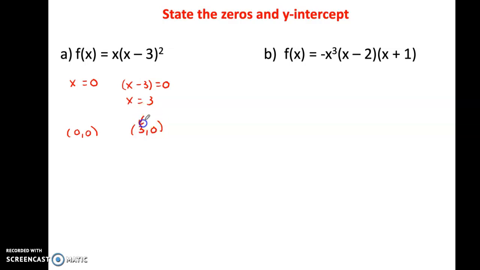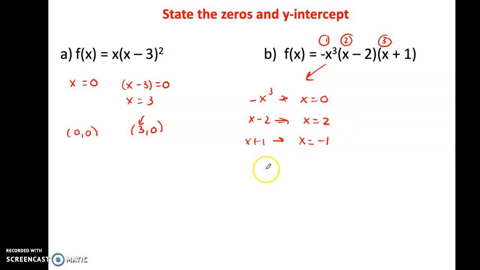Remember, x-intercept, the number goes in the x-coordinate, and the y is 0. Here we have 1, 2, 3 different factors, so we're going to have 3 different x-intercepts. This guy here, negative x cubed, that's going to give me x equals 0. X minus 2, that's going to give me x equals 2. And x plus 1, that is going to give me x equals negative 1. So my x-intercepts are going to be 0, 0 in proper form, 2, 0, and negative 1, 0.